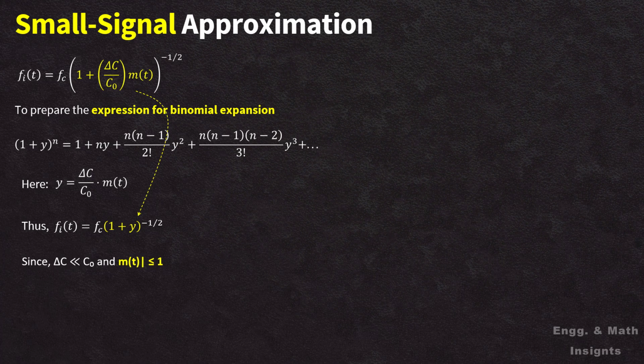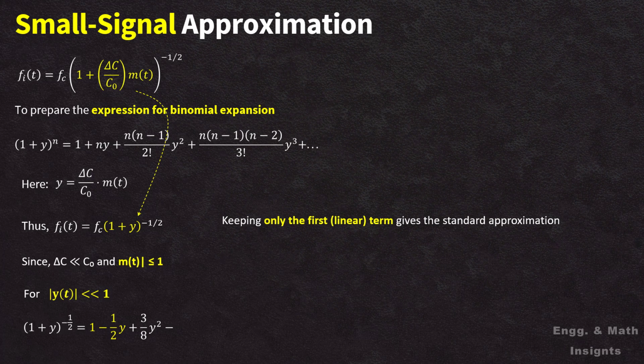Therefore, the binomial expansion becomes (1 plus y) to the power minus half, which is 1 minus half y plus 3 by 8 y square minus and so on. The first order term gives a very accurate approximation in the FM system. Higher order terms represent distortion, but in well designed modulators they are negligible. So we can only keep the first terms to make the system linearized.